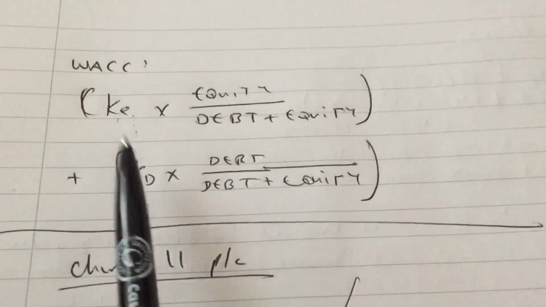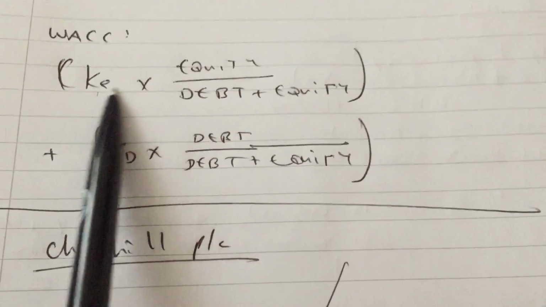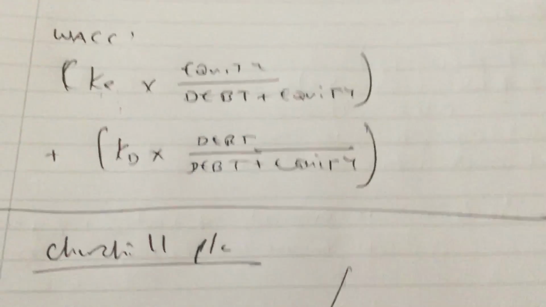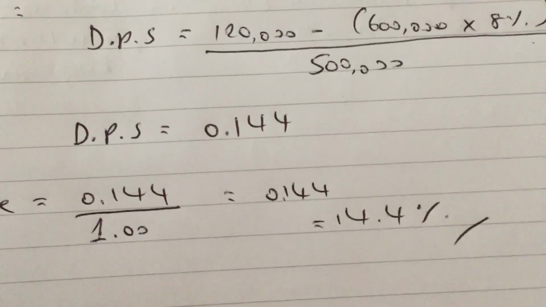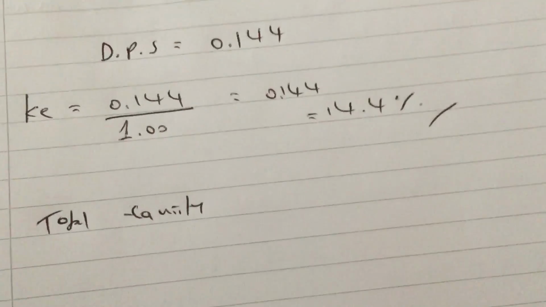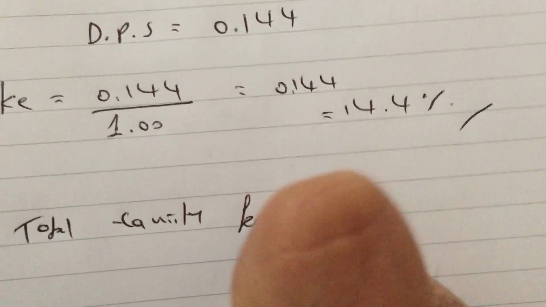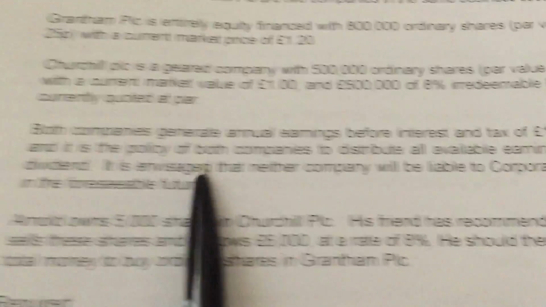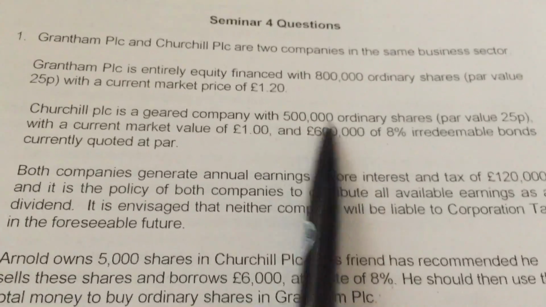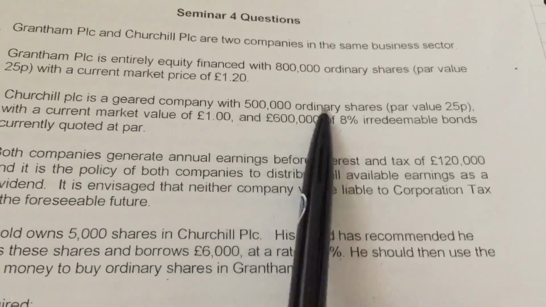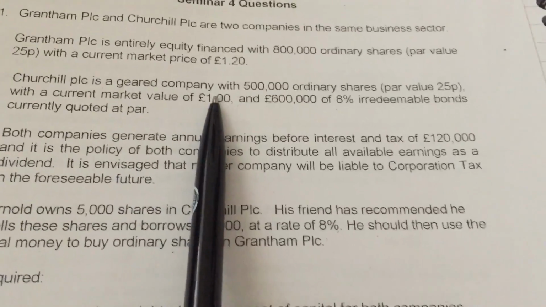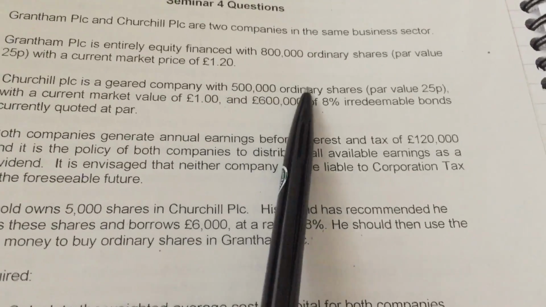So we know what our cost of equity is for Churchill PLC, but we need to work out what our total equity is. Churchill PLC is a geared company, currently market £1. So they have 500,000 ordinary shares at £1. So that means we're doing 500,000 times £1 to get our total equity.